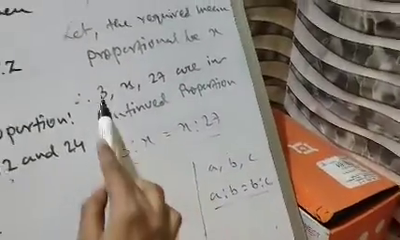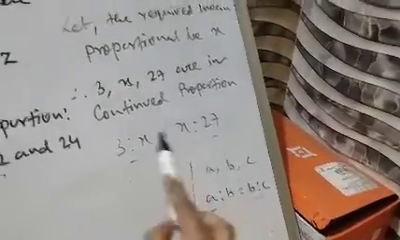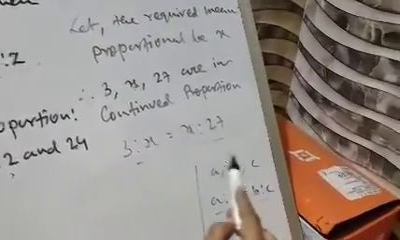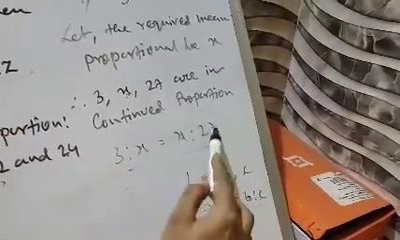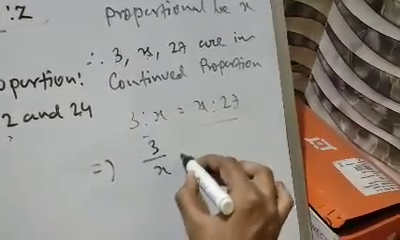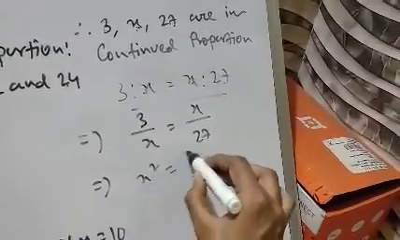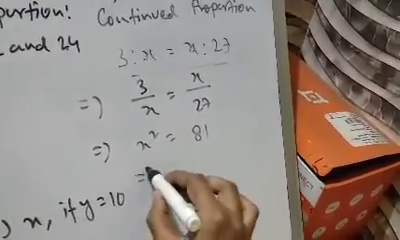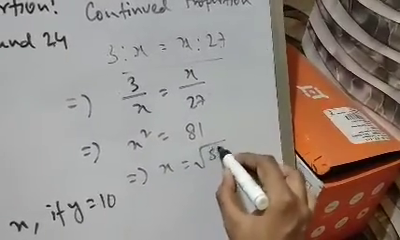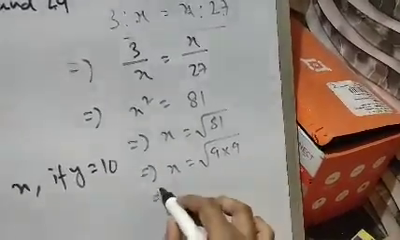Here 3 is the first number, x is the second number, so x is repeated, and 27 is the third number. Clear? Now simplify. 3 is to x means 3 by x, x is to 27 means x by 27. Now cross multiply: x square equals 3 into 27, which is 81. Therefore x equals root over 81, x equals 9 into 9, therefore x equals 9.